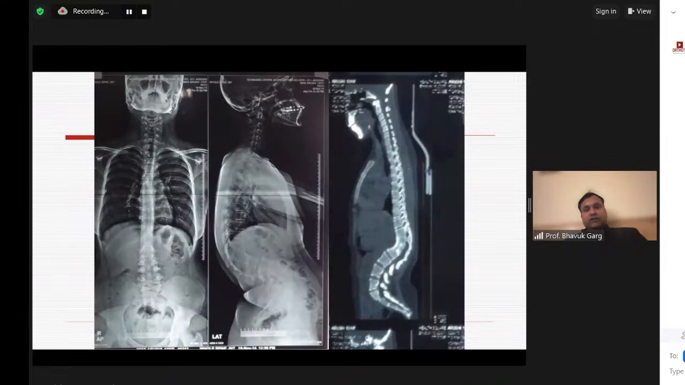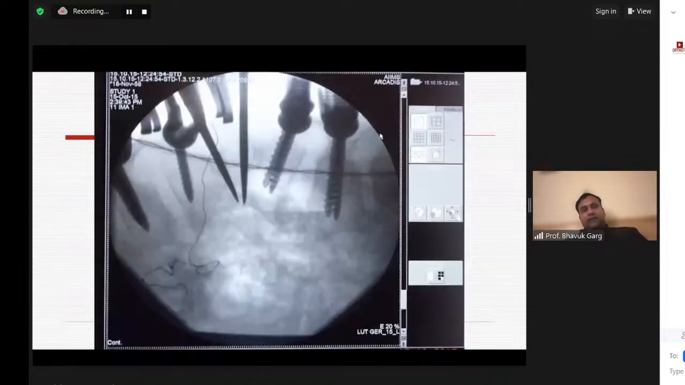So this is a case of congenital kyphosis, and you can see here that there is a very severe negative sagittal balance, which is commonly seen in these congenital cases. So these cases are actually very difficult, because you have to correct from below upwards rather than going from above to the below side, in most of these cases.